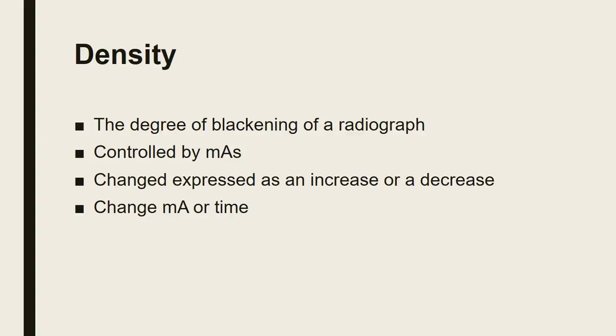Density is controlled by mass, and mass is the combination of MA, milliamperage, and time in seconds. The request for a change in density is usually expressed as an increase or a decrease. By assessing the characteristics of the equipment and the clinical condition of the patient, the radiographer must determine whether to change the MA or the time to achieve the desired density.